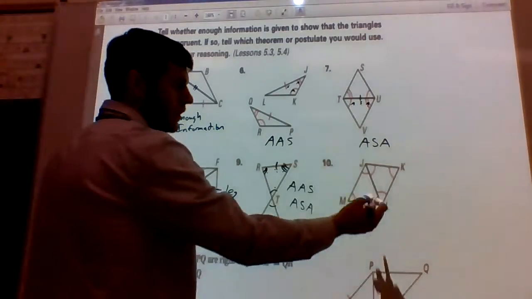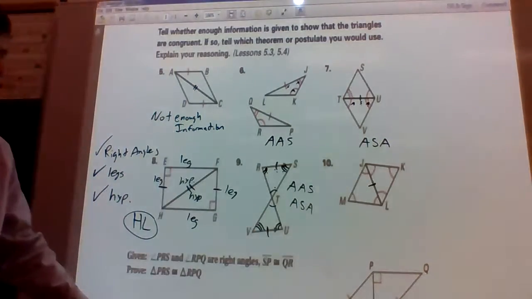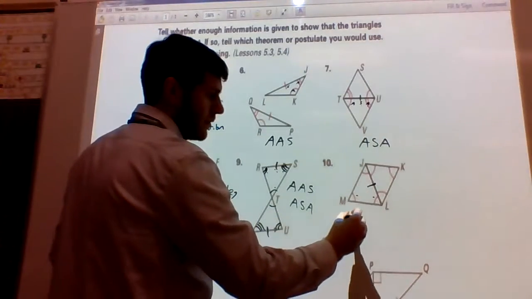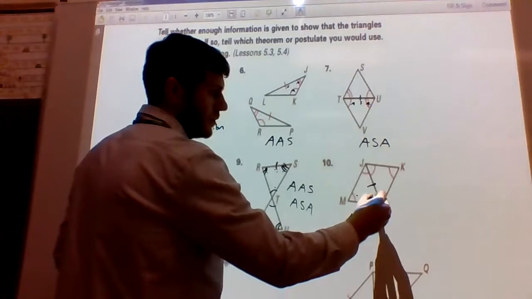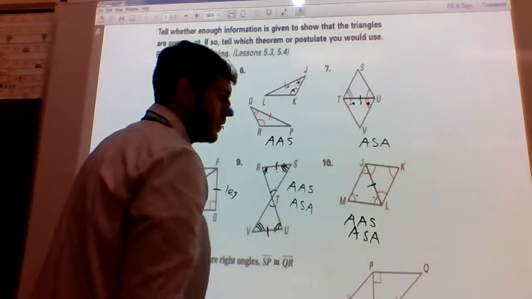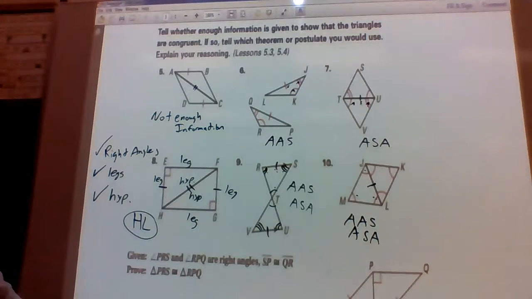Number 10, we have a shared side. So again, we can use angle, angle, side, or we can use angle, side, angle. That would work in both of those situations.